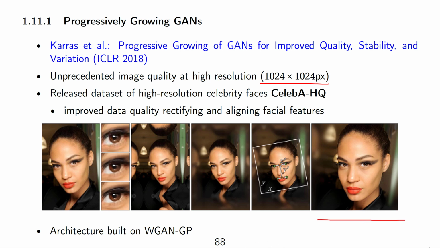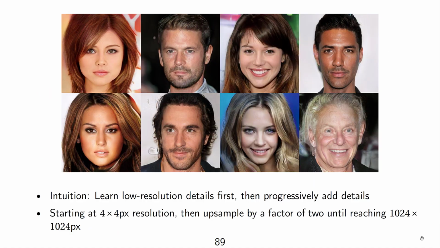The architecture is built on WGAN-GP, which we briefly showed in the previous slide, and another idea that the authors propose is to use progressive growing. That's what also gives the paper the title. Let's first look at these results. As promised, without some deep analysis, these images look really good, and they could be real photographs of real people.